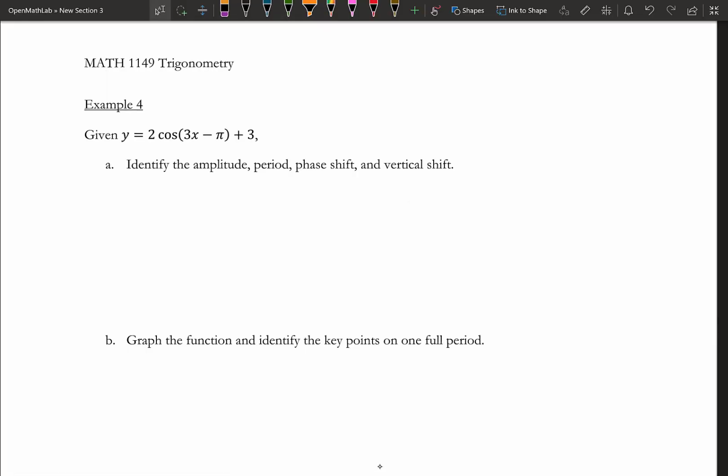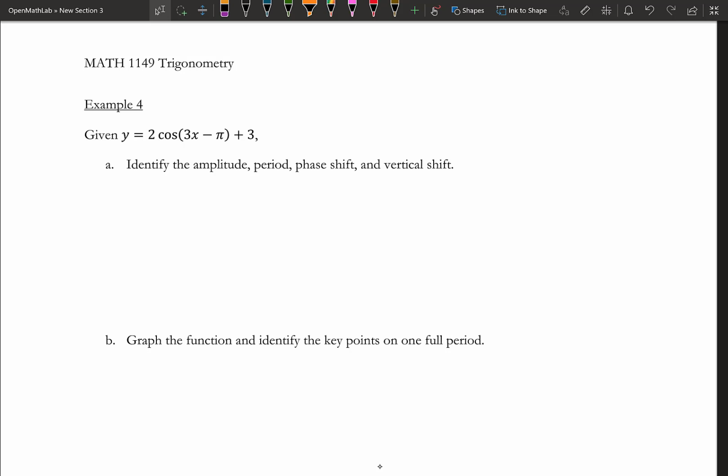All right, so we're ready to finish up section 5.5 on graphing sine and cosine functions. So we're left on page 8. I always have a couple pages left. We're at example 4. So we're given y equals 2 times cosine of 3x minus pi plus 3. We want to identify the amplitude, period, phase shift, vertical shift, and then be able to graph a full period.